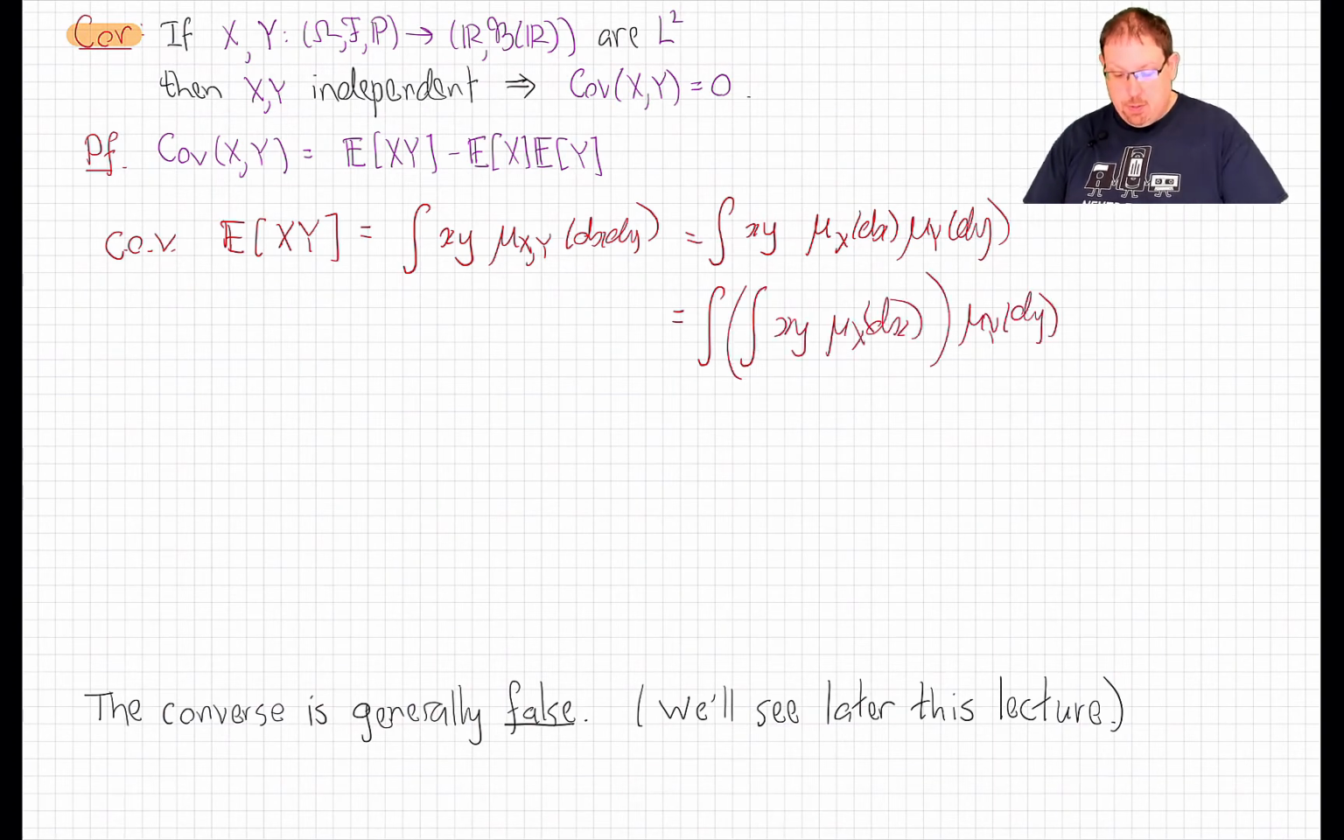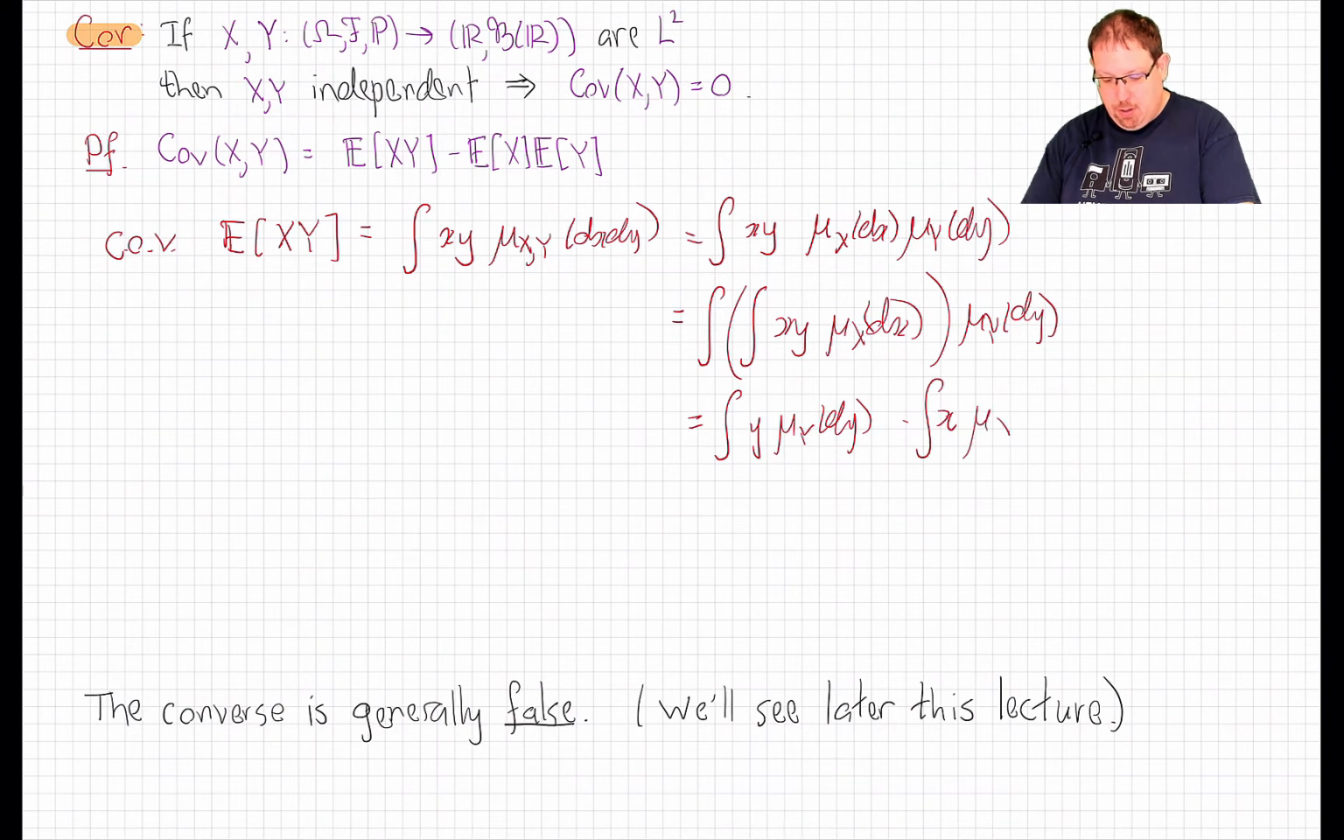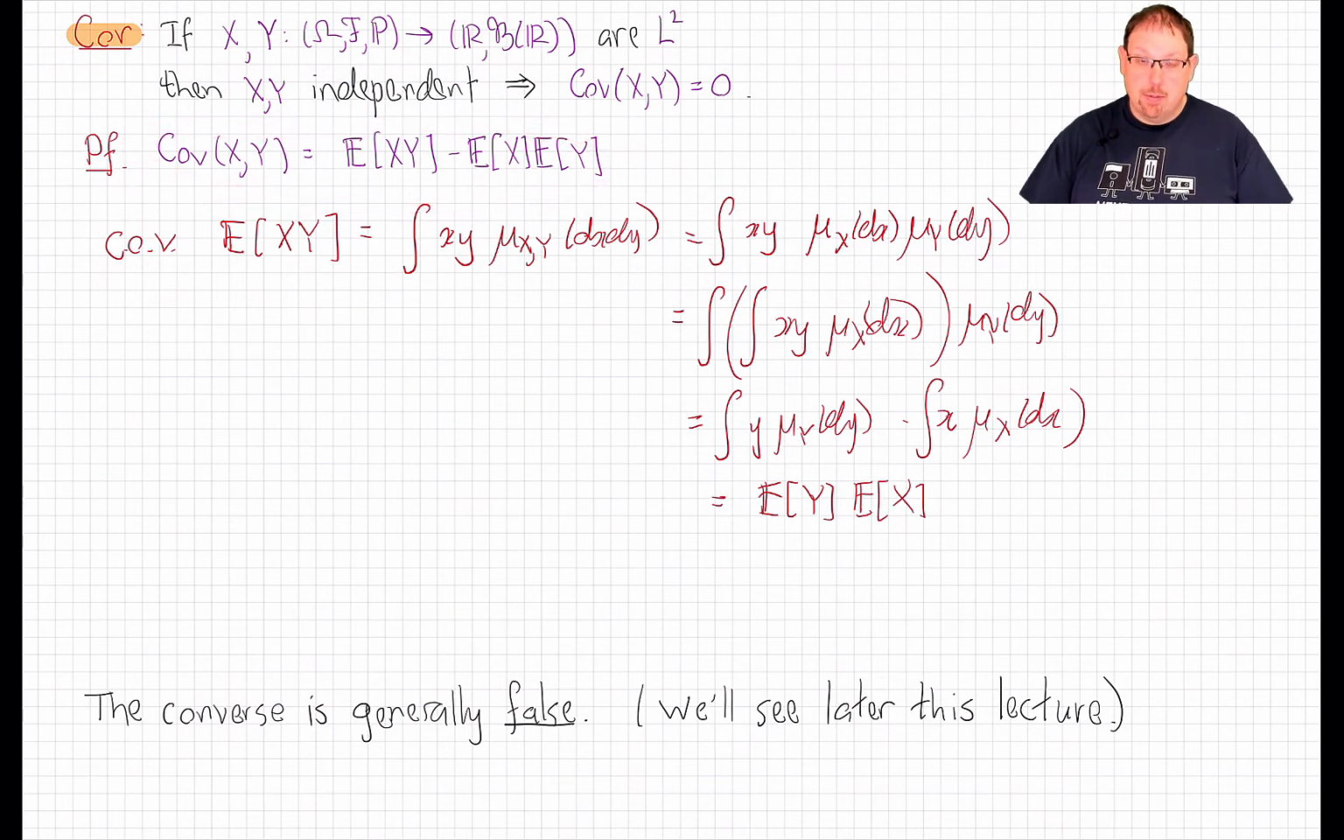But of course, with respect to the inside integral for dx, y is a constant, so we can move it outside. In other words, we're noticing that this function xy is a tensor product function. And so this just becomes the integral of y mu_y of dy times the integral of x mu_x of dx. But those, again using the change of variables formula, are the expected value of y times the expected value of x. And so that says that this is 0.